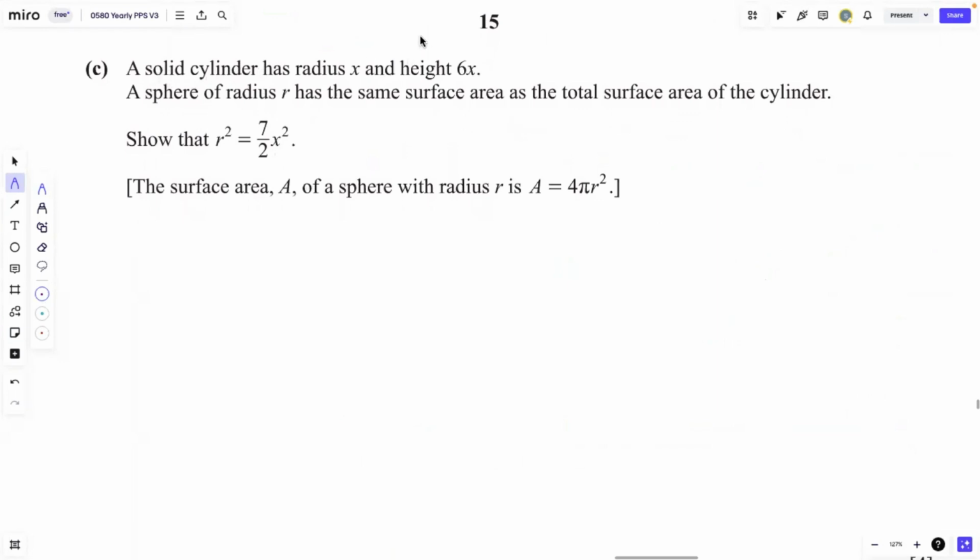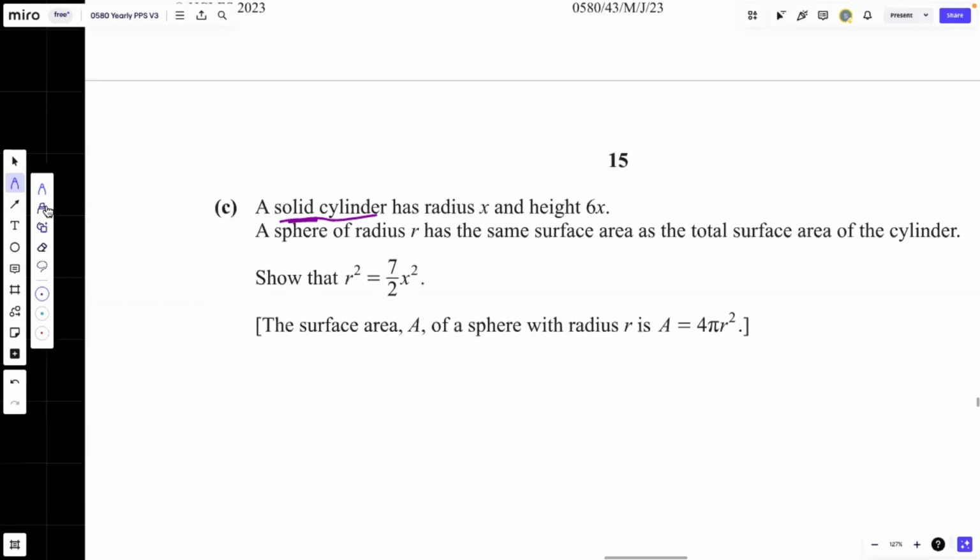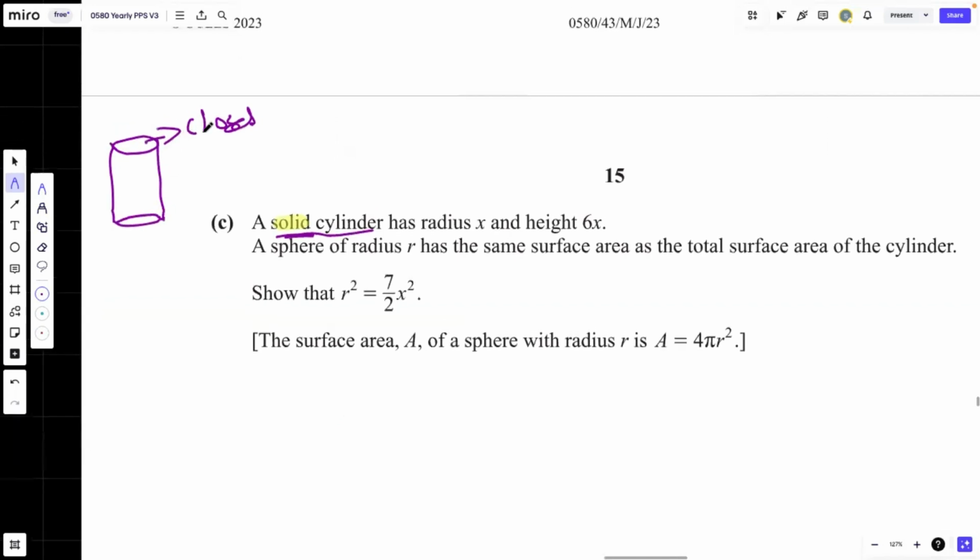Okay, so we have a solid cylinder. Now, what's a solid cylinder? The keyword here, solid, implies that the cylinder is actually closed from the top. Like a can of any soft drink would be a solid cylinder because it's closed. However, a glass would not be a solid cylinder because it's open from the top. So top closed would mean that it's solid.